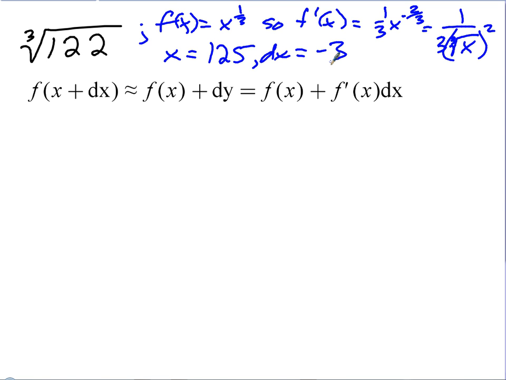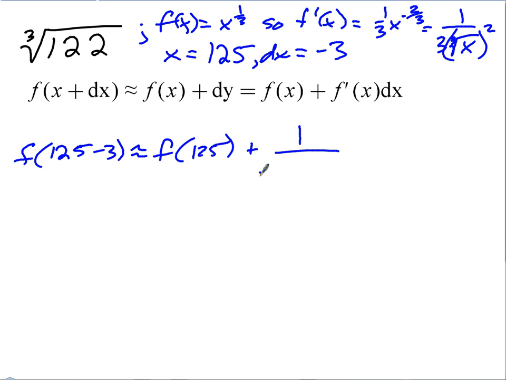Then if we plug all this stuff in, f of 125 minus 3 is roughly equal to f of 125 plus 1 over 3 times the cube root of 125 squared, times dx. And then dx is our negative 3.